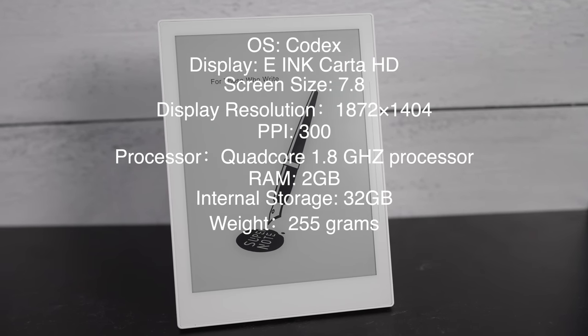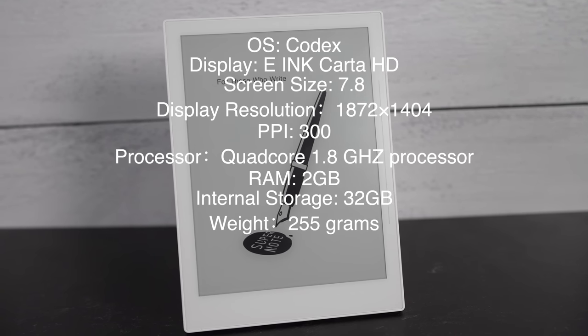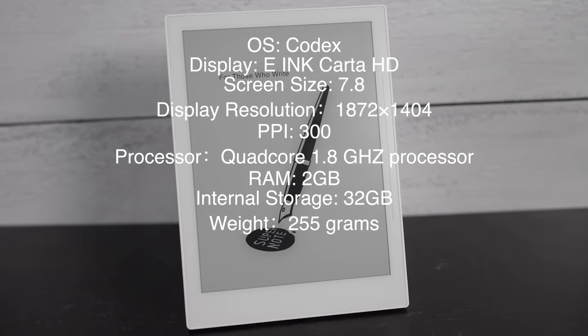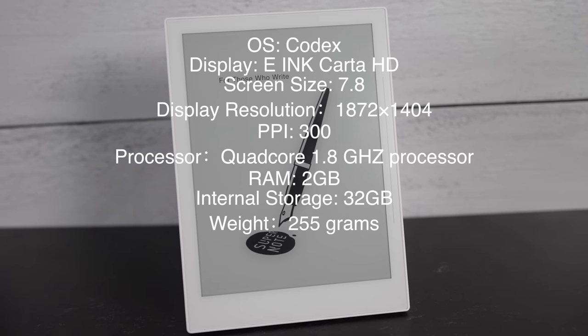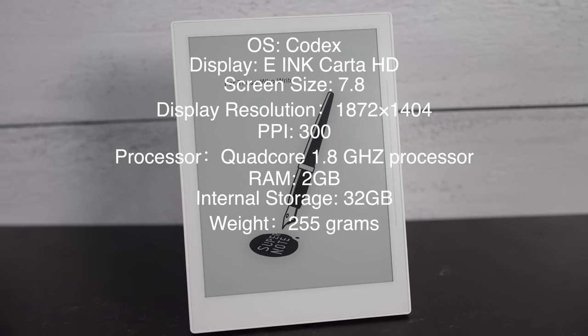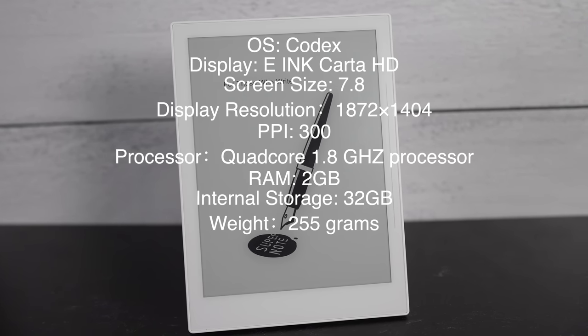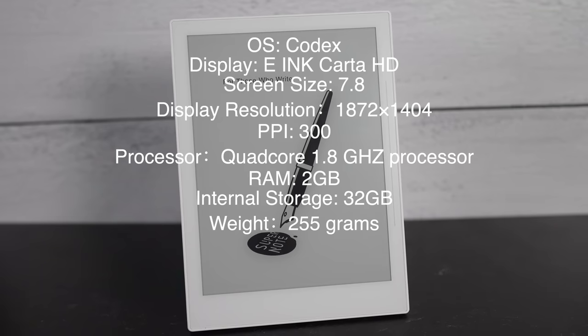In the other corner, we have the Supernote A6X, which has a smaller screen size of 7.8 inches, the same display resolution of 1,872 by 1,404. It has a quad core 1.8 gigahertz processor, 2 gigabytes of RAM and 32 gigabytes of internal storage. It comes in at a weight of 255 grams. So let's get started. The reMarkable 2, here we go.